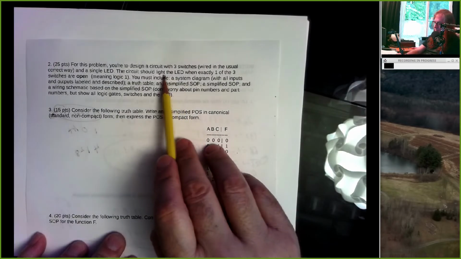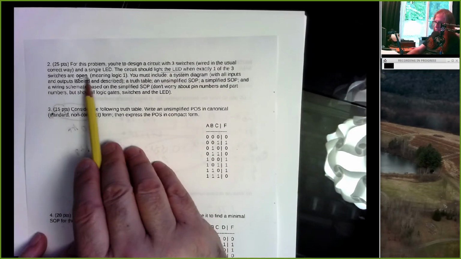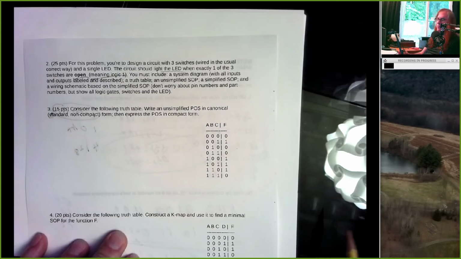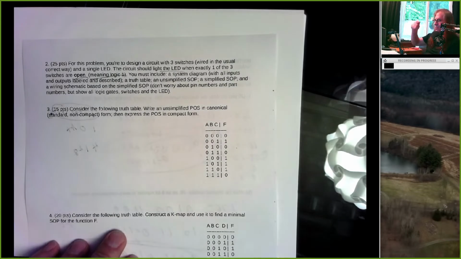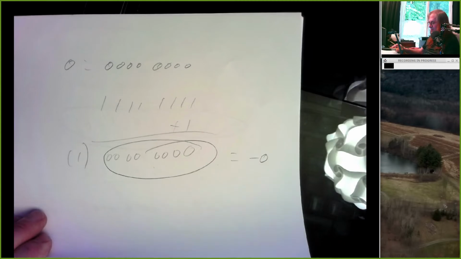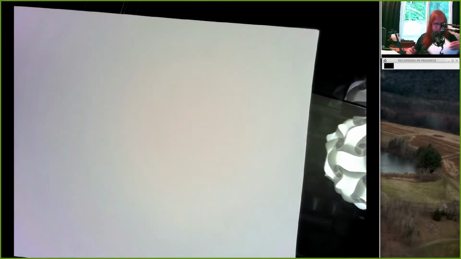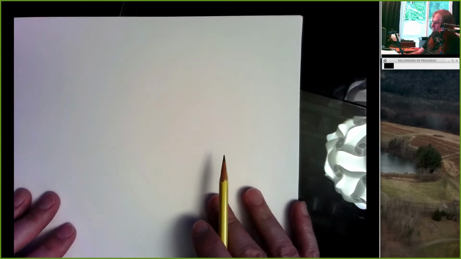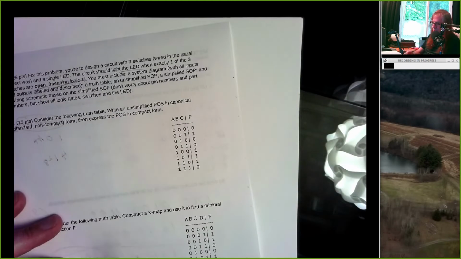Circuit diagrams. So design a circuit with 3 switches, and the LED should light when exactly one of the 3 switches is open, meaning a logic 1. Remember, when we open our switches, that pull-up resistor drives the input to 5 volts. So open means 1 in this course and in 270. So I asked you for specific pieces, right?